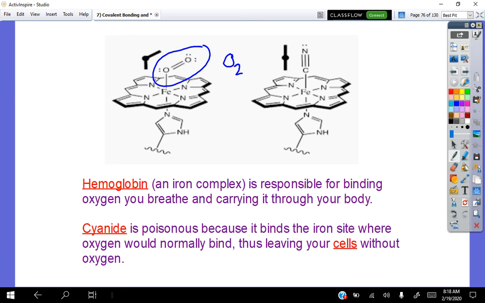And the way cyanide ends up working, and same with carbon monoxide, is it bonds that exact same site on the hemoglobin and prevents the oxygen from binding, and thus your cells are without oxygen.